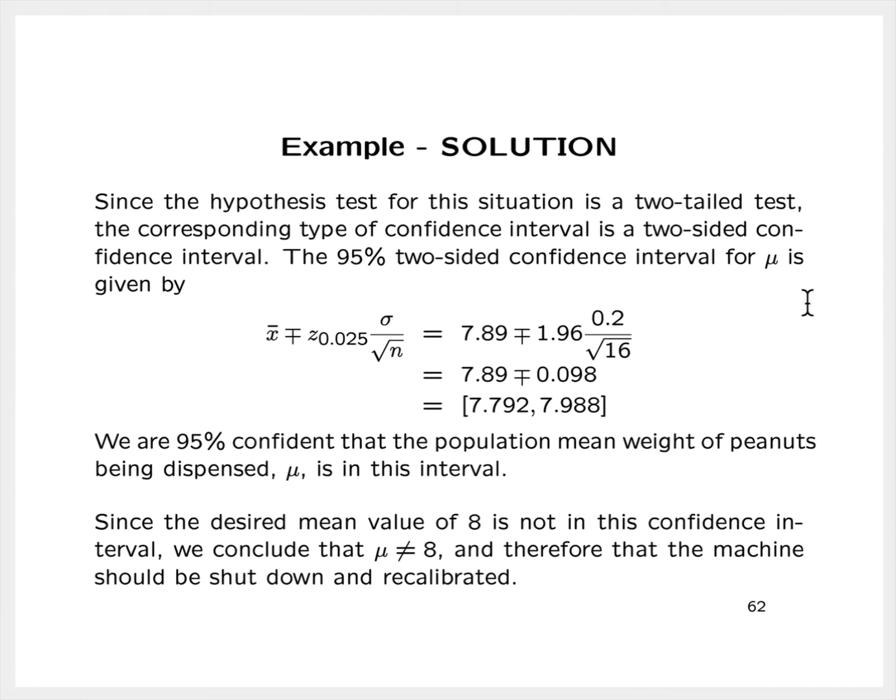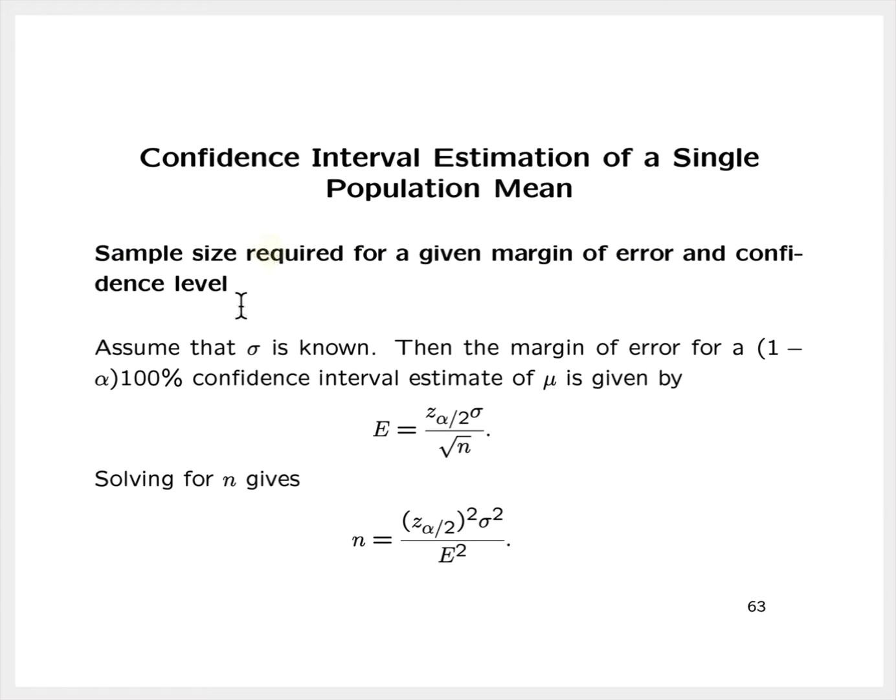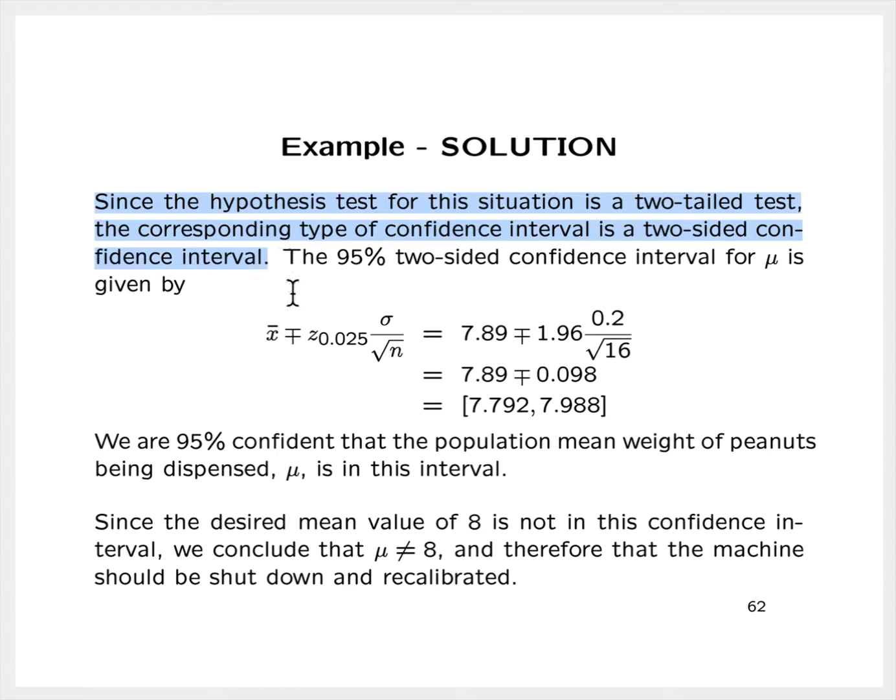Now, since the hypothesis test for this situation was a two-tailed test, the corresponding type of confidence interval is a two-sided confidence interval. And let me just point out, remember at the end of Module 3, we talked about this correspondence, this relationship, this equivalence essentially between a hypothesis test and some corresponding type of confidence interval. And that is what we are taking advantage of in this example.